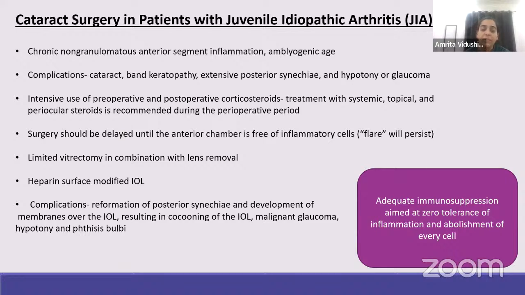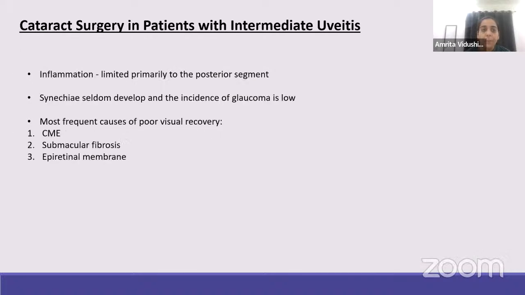So the main objective and the take home for the JIA case is we have to have an adequate immunosuppression, and we have to aim at a zero tolerance for inflammation in the anterior chamber whenever we are planning on operating such cases. So we have to aim at abolishing every inflammatory cell in the anterior chamber so that we can have better post-operative outcomes.